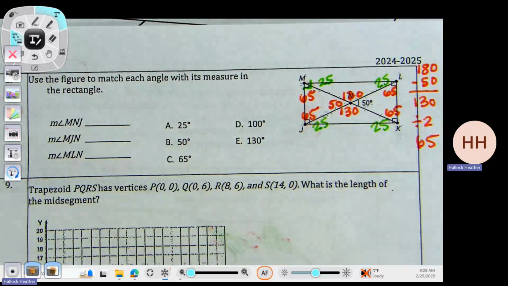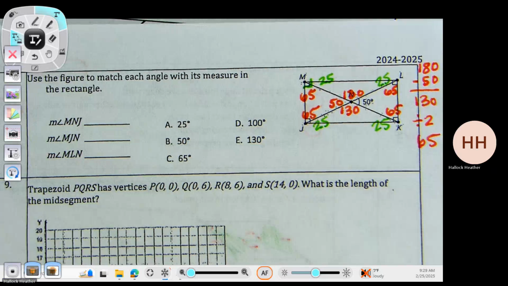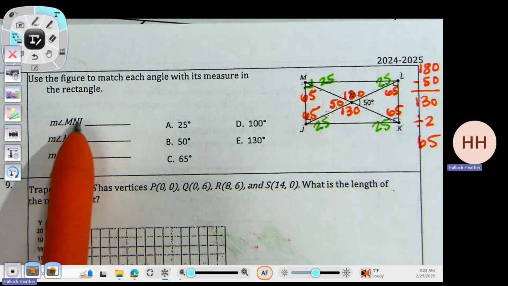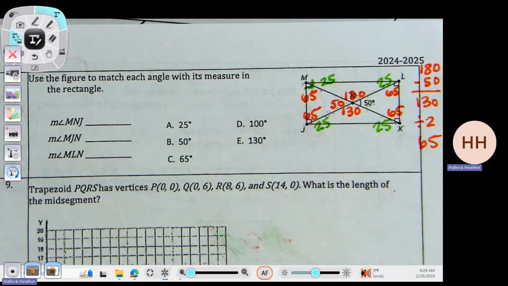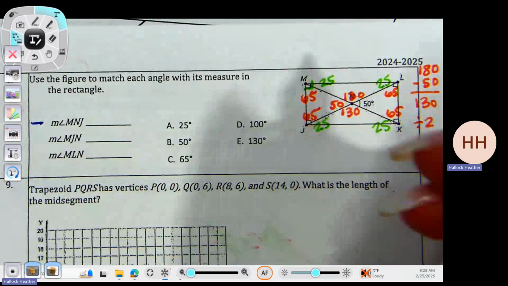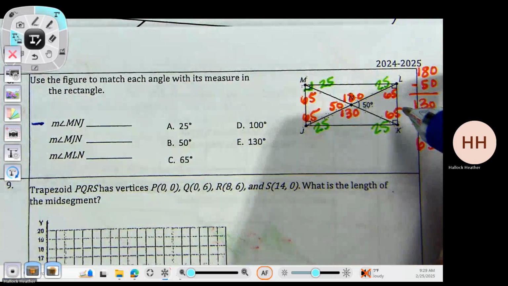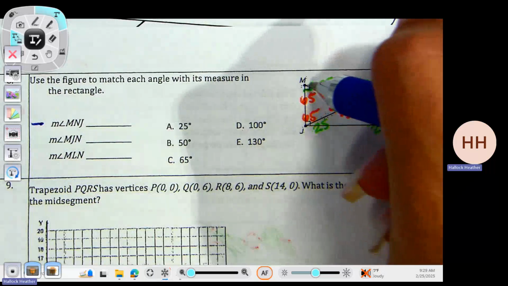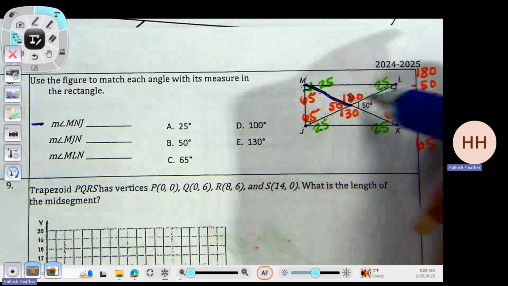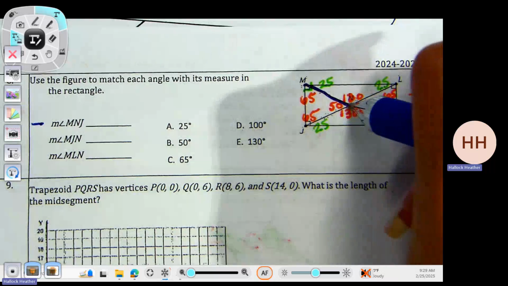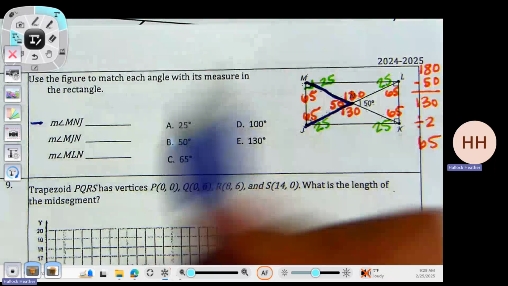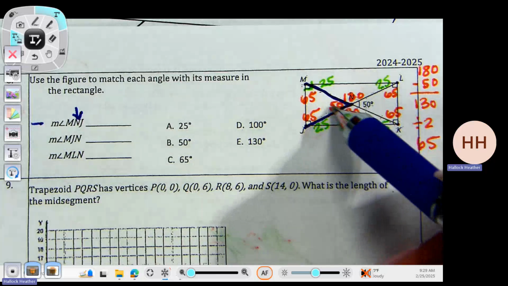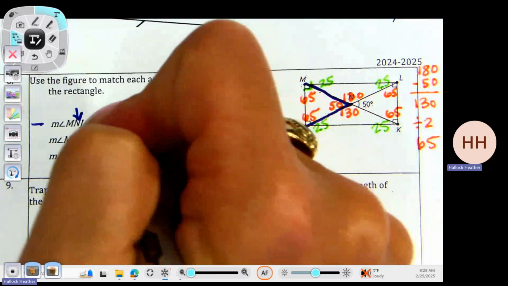If I look at my questions, it says the measure of angle MNJ. So if I'm looking at MNJ, where's N? Oh, it's in the middle. M to N to J. Where's J? J is over here. Talking about the middle letter, I'm focusing on N. N is at 50. So 50 degrees, which is B.